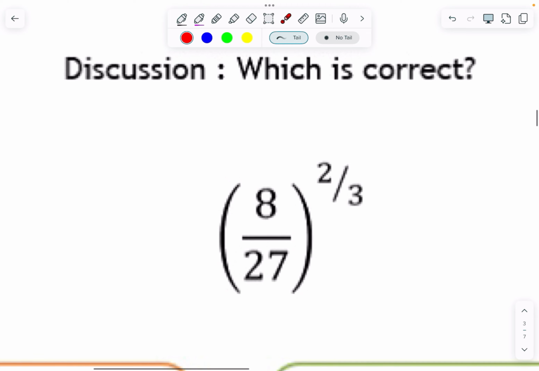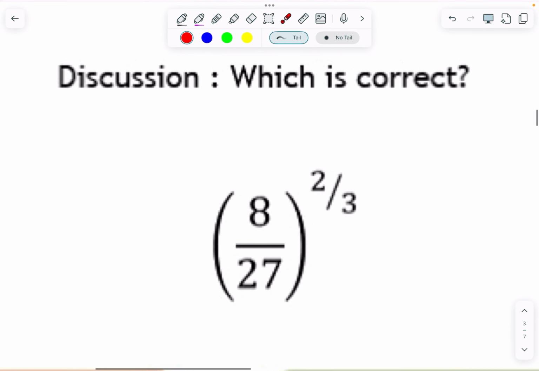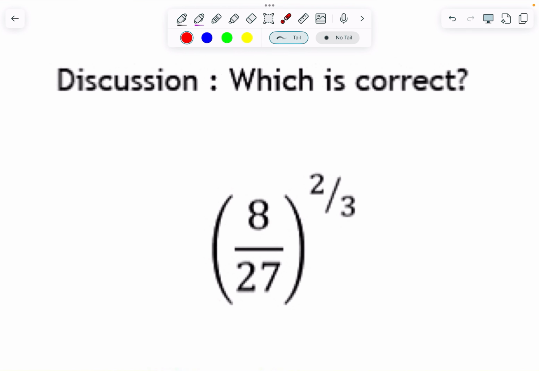It's not very different, okay? It's pretty simple as well. There are 4 options given. I'll show you the options in a bit. But the question is, which is correct? Now, there's nothing different in this. Although you have a fraction and you have a fractional power as well, ghabrana bilkul nahi hai.